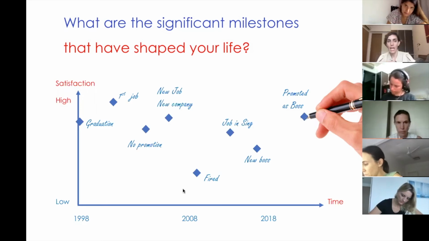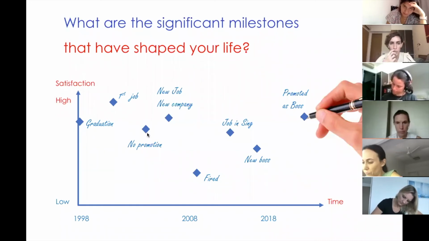For instance, it's not exactly mine, but I graduated in 1998. I was very happy with a new diploma, satisfied by myself. That was great. So it's more or less an 8. Then first job, it was my dream job. After an internship, I was hired. So it's a 10. I was very happy. But then 2-3 years later, I was not promoted. So it was a bit of a disappointment.